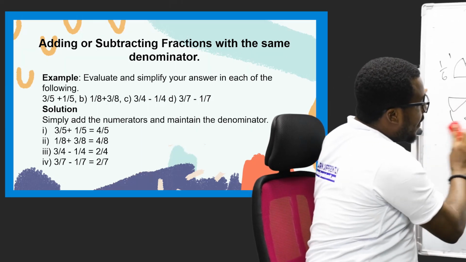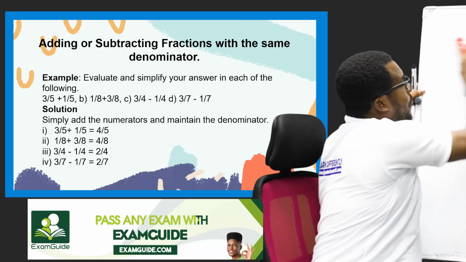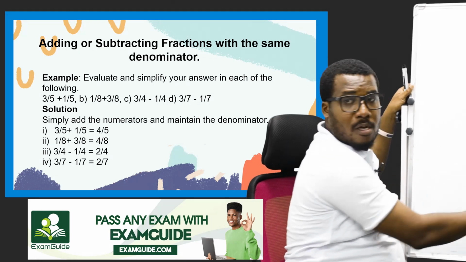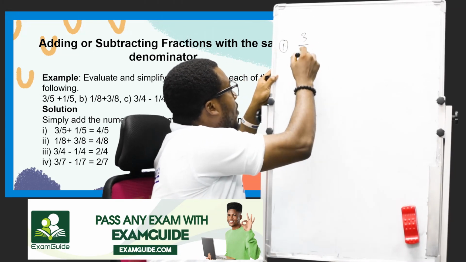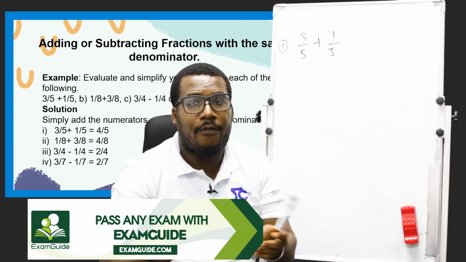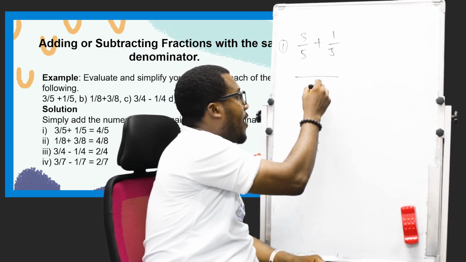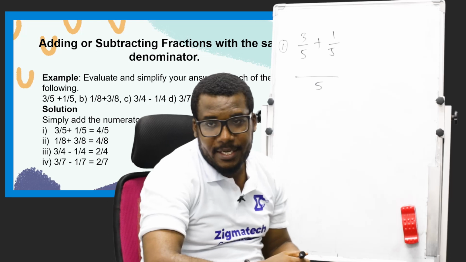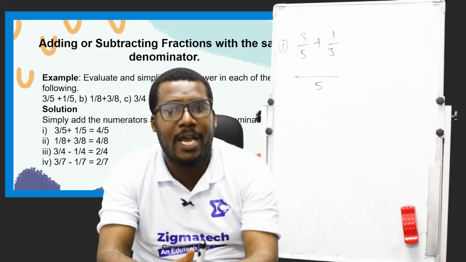In the sense that you're giving the first question, they said (3/5) plus 1/5. First thing you notice there, we have 5 in both of them. So your denominator will be comprised of 5. As easy as that. Now, before I go further, take notes.